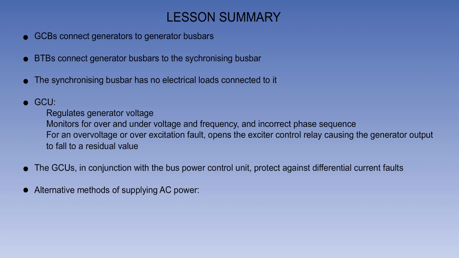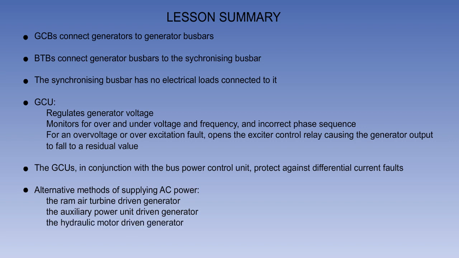Alternative methods of supplying AC power are the ram air turbine driven generator, the auxiliary power unit driven generator, the hydraulic motor-driven generator, the static inverter, and the ground power unit.